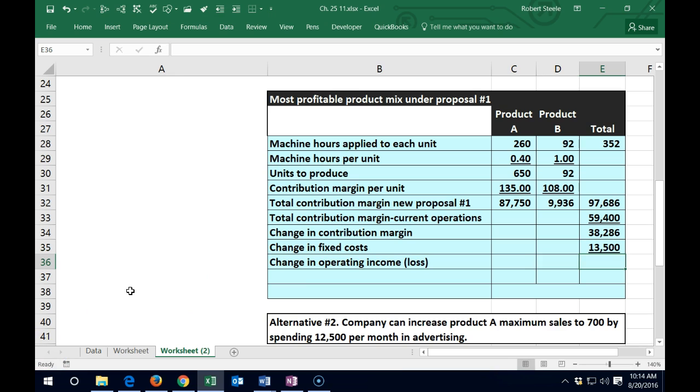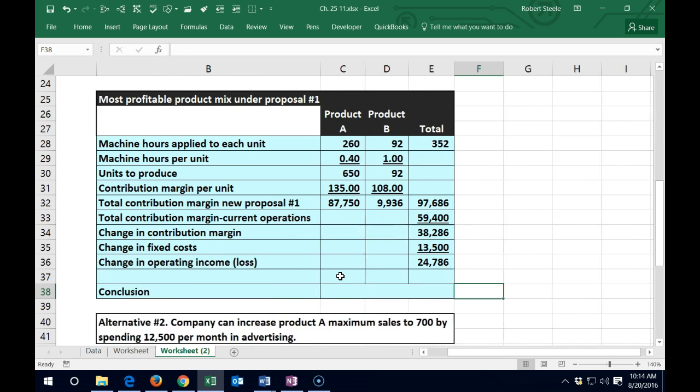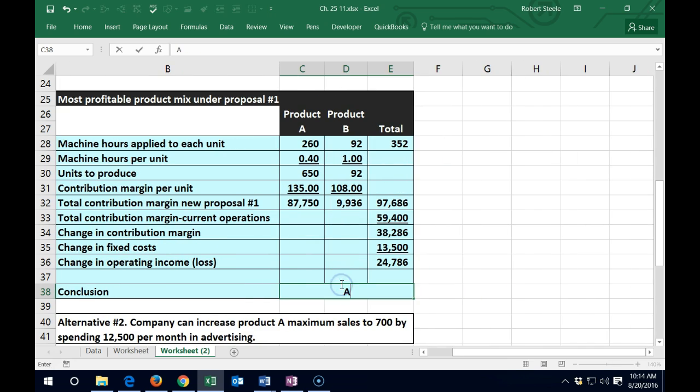So I'm going to tab over here. We're going to say that equals the 38,286 minus the 13.5, and it is a positive number. Therefore, the conclusion is to make the change. We want to do this. Yes, it's a go to do that.